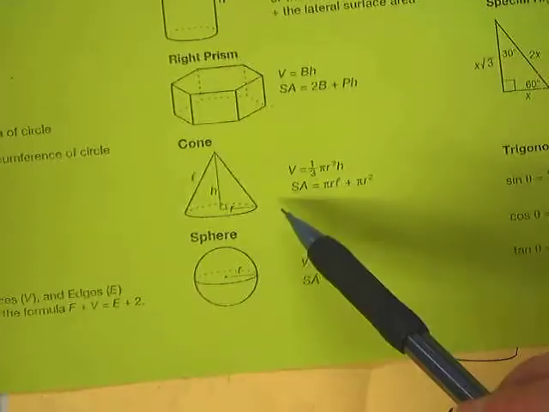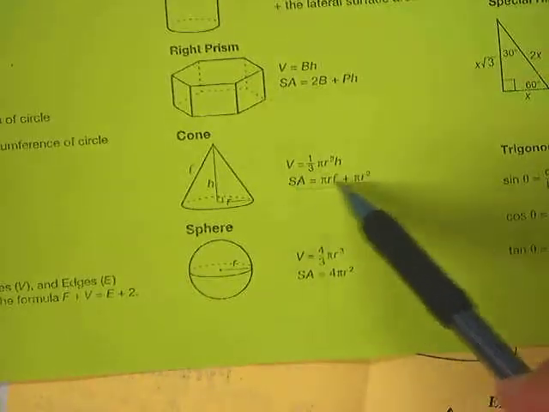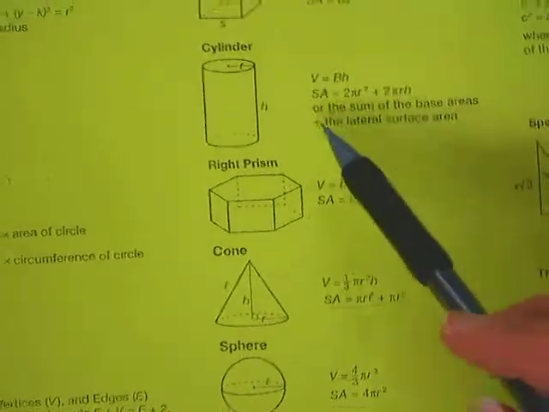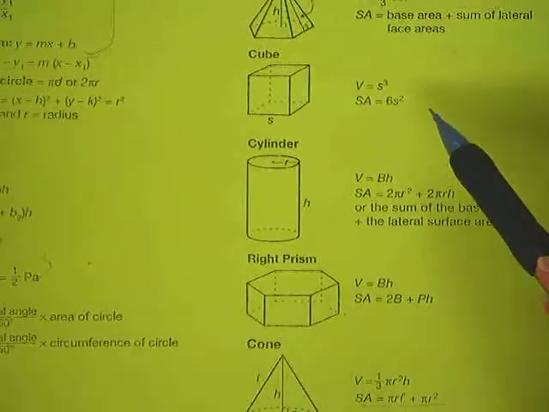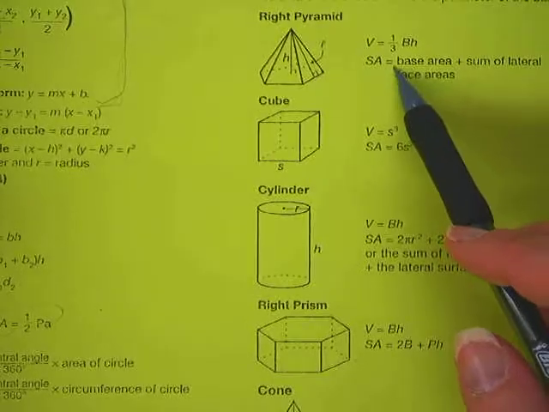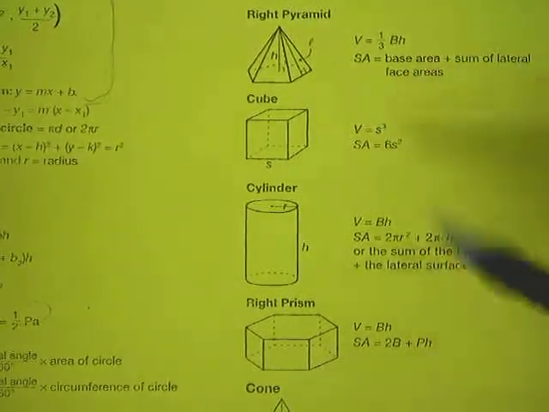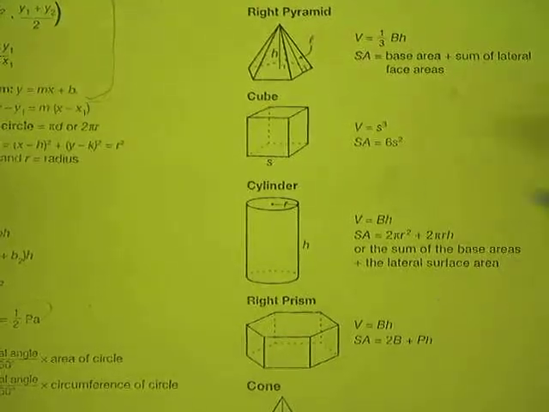Look at surface area. For the circular ones, it's pretty easy. There's actually a formula for the circular ones. And the spheres are really easy because they're just nice formulas. But look at the description of the surface area of a pyramid, for example.